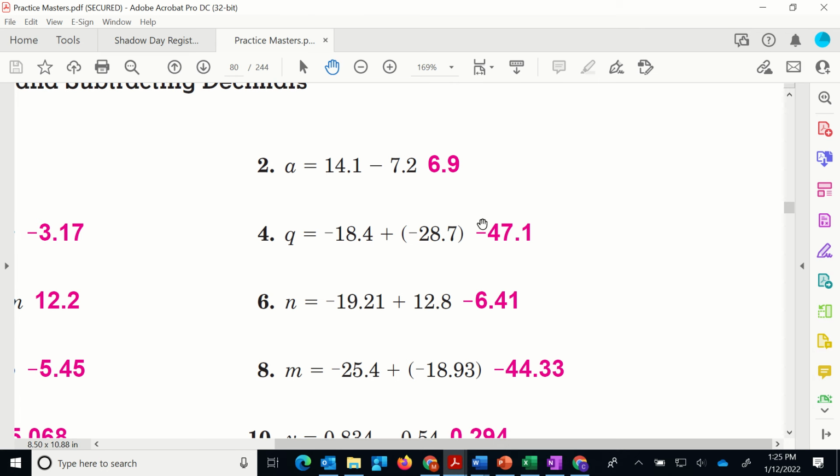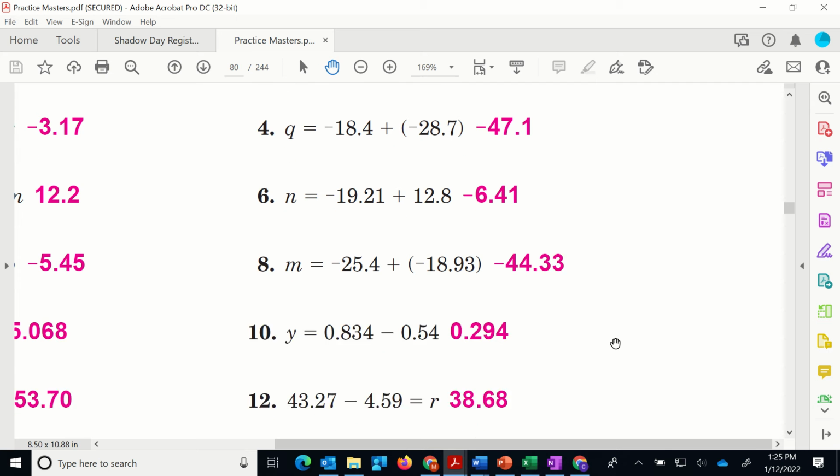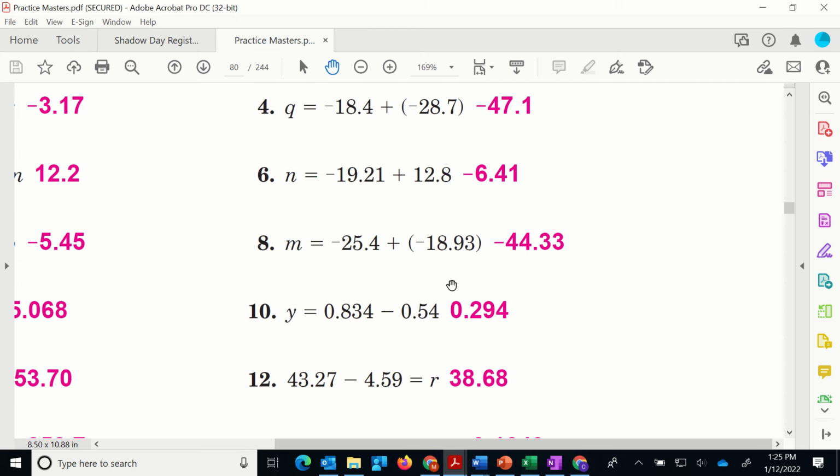All right, 2. Check your homework with me, please. 6.9. I will field questions at the end. 6.9. Negative 47.1 on number 4. You're supposed to do the evens last night. Negative 6.41 on number 6. Number 8. Negative 44.33. 10. 0.294.